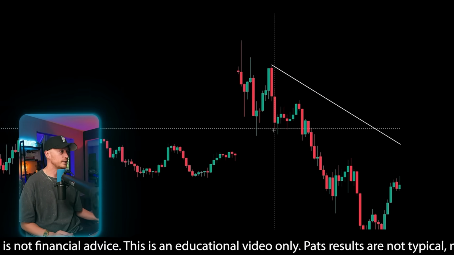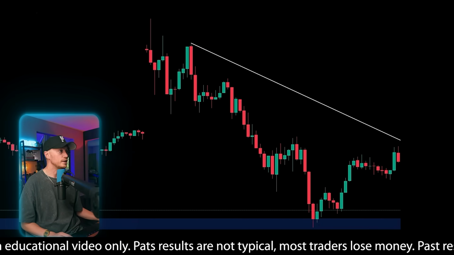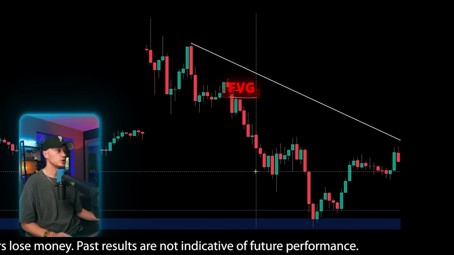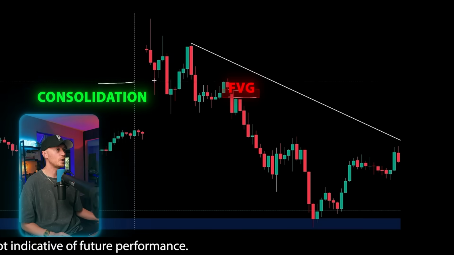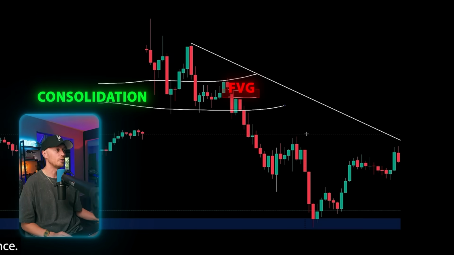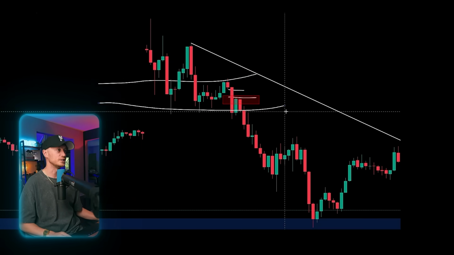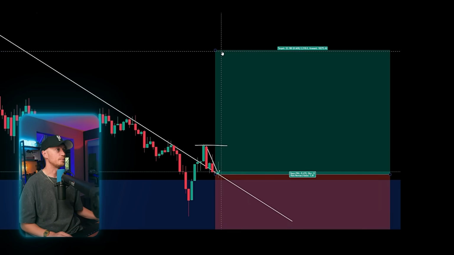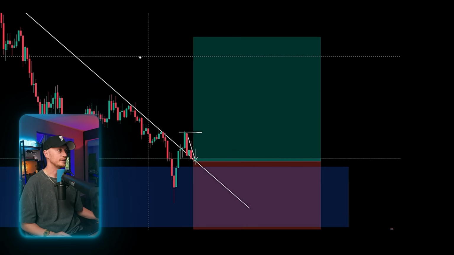You could see right here as I zoom in on this candle, we have a fair value gap right there. I was expecting it to get filled. And we also had a lot of consolidation at this area that could act as a resistance. So as I scroll over here, you can see I have my take profit at this level right here.